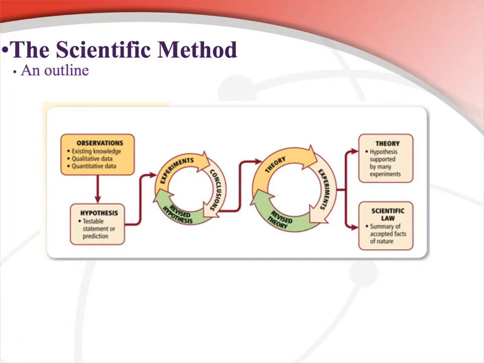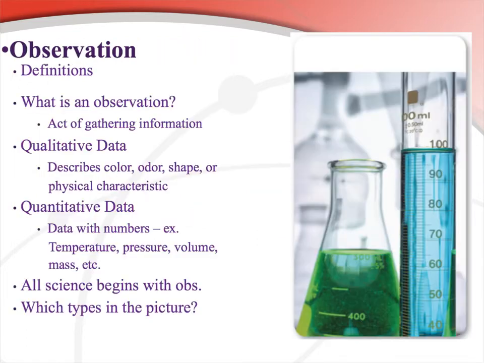We're going to break down the parts of it here in just a minute, but for now it might be a good idea to just screenshot this page so that you can see the outline of the scientific method and how it leads us to theories and laws. So if we were looking at the picture from the previous page, you notice that all science starts with observations, okay, which is the act of gathering data.